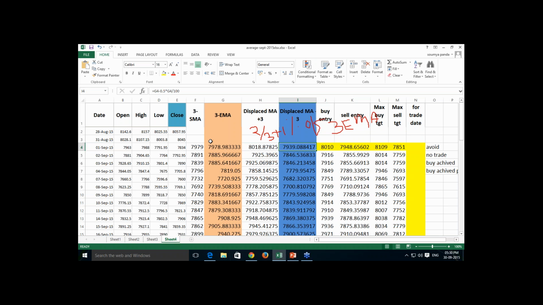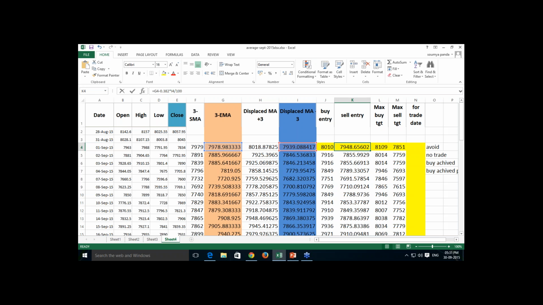After finding out this displaced moving average of plus 3 and minus 3 points, we have to calculate the buy entry and sell entry. That we need to calculate utilizing our Fibonacci retracement. So how can we utilize this Fibonacci retracement along with this? We have to take the 3-period exponential moving average. Then we have to take the Fibonacci ratio percentage. Here the ratio utilized for buy entry calculation is 0.382, multiplied with this value of plus 3 displaced moving average divided by 100.